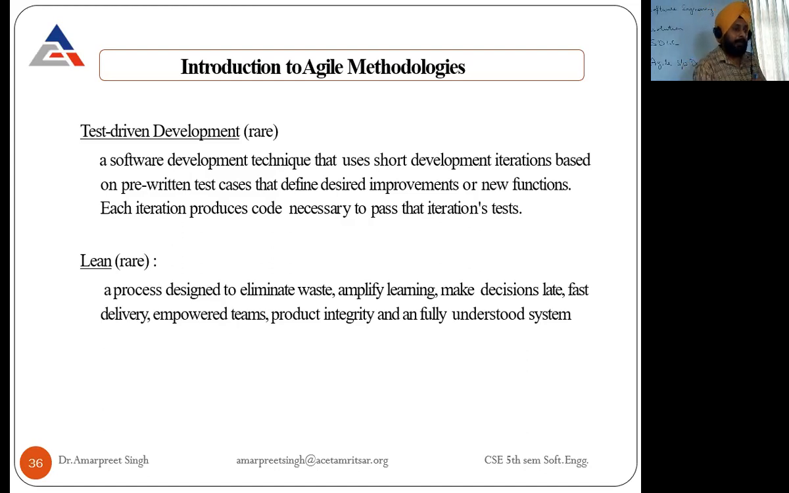And last is Lean. It is a process designed to eliminate waste, amplify learning, and make decisions late, and even late decisions are incorporated. Fast delivery is the main requirement. Teams are empowered because you have to deliver the final product on time, even if a decision is made very late. So the team is very much empowered, product integrity is there, and a fully understood system is there.